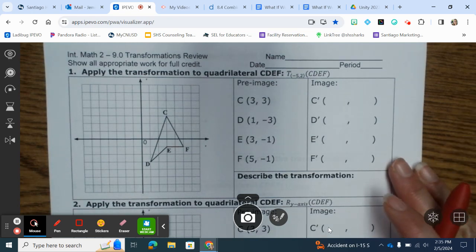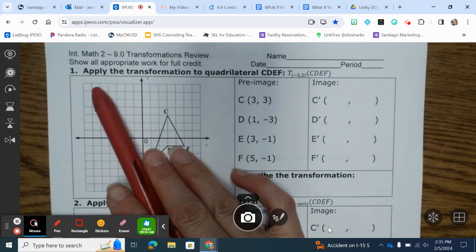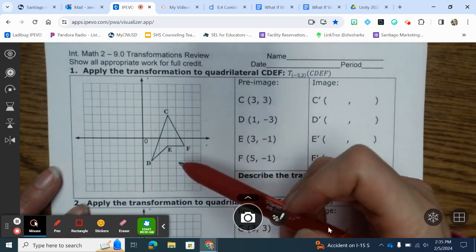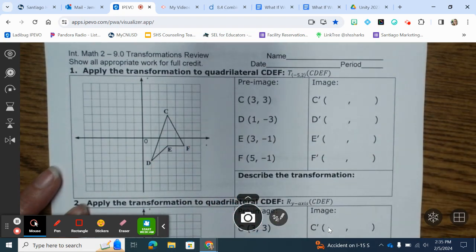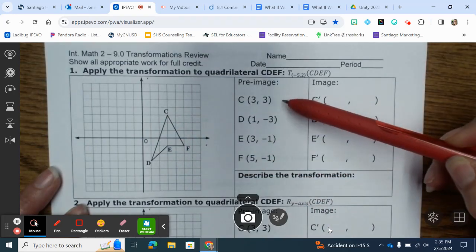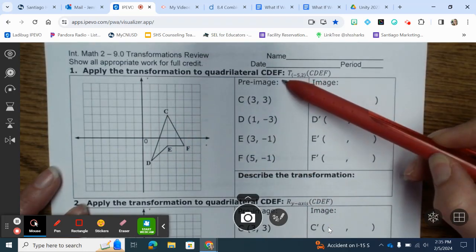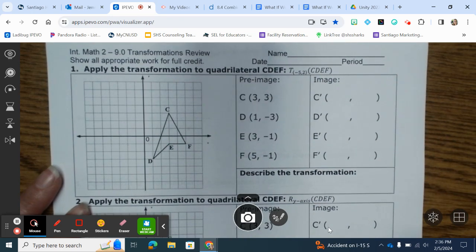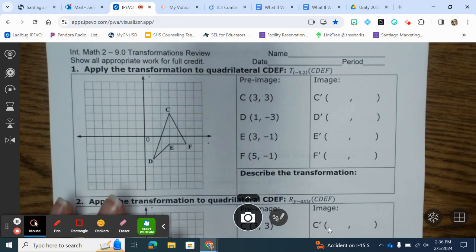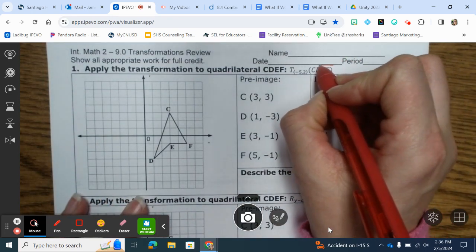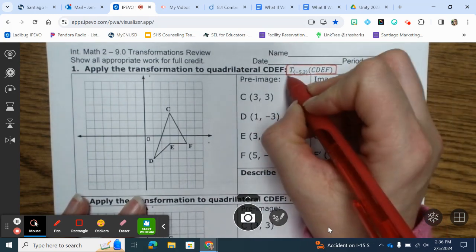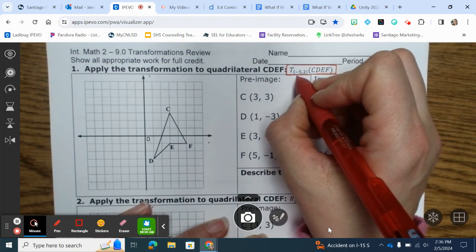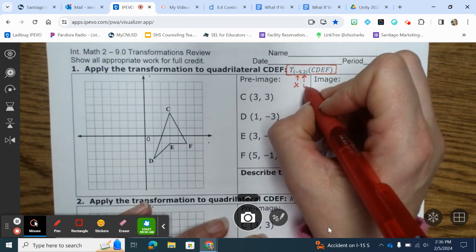All right. In this example, you'll see transformations review. One, apply the transformation to quadrilateral CDEF. If you glance at these notes, the front and the back, they all have the same figure CDEF, which makes it easy and nice. Here is the pre-image. Here are the coordinates of the pre-image. We're going to perform this transformation and get a new image. So my transformation right here, capital T, is going to be a translation. That means I'm just going to shift it. The first number here is what's going to happen to the X value. The second number is what happens to the Y value.